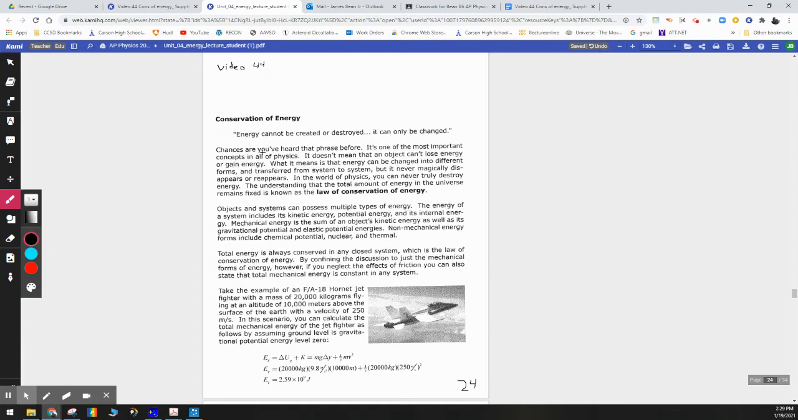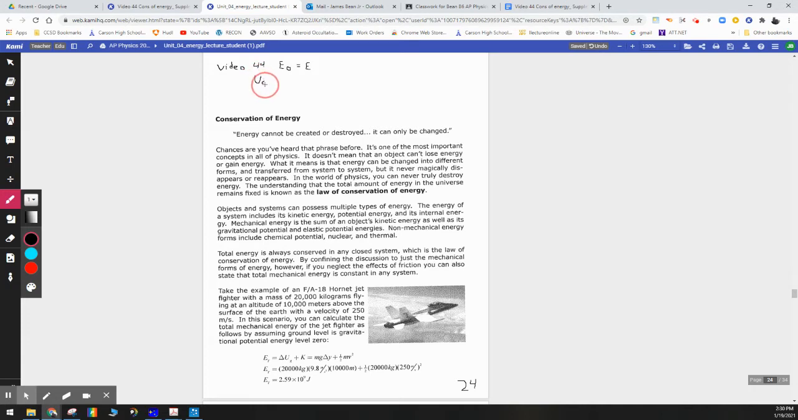On here it says energy cannot be created or destroyed, it can only be changed. Now that's a very powerful phrase. Now I want to introduce mathematically what this means. Essentially, conservation means the total energy before any interaction has to equal the total energy after the interaction. Initially, what you have is potential energy.